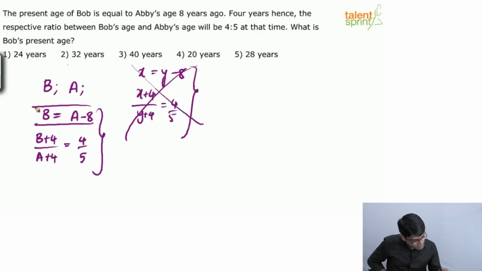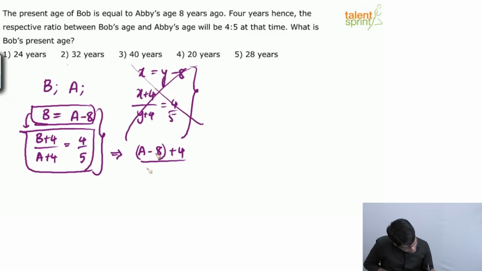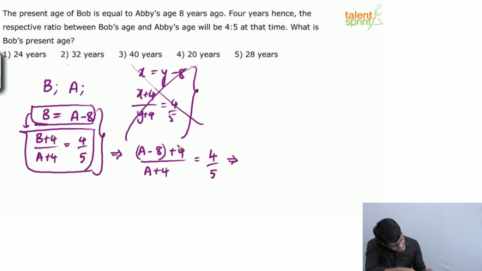This is equation number 1, B equals A minus 8. This is equation number 2, (B plus 4) by (A plus 4) equals 4 by 5. Two equations, two variables, solve and get the required answer. So let us do that. Let us substitute B equals A minus 8 in this place. So we will get (A minus 8 plus 4) divided by (A plus 4) equals 4 by 5. Simplified further, A minus 8 plus 4 will be A minus 4, so (A minus 4) by (A plus 4).